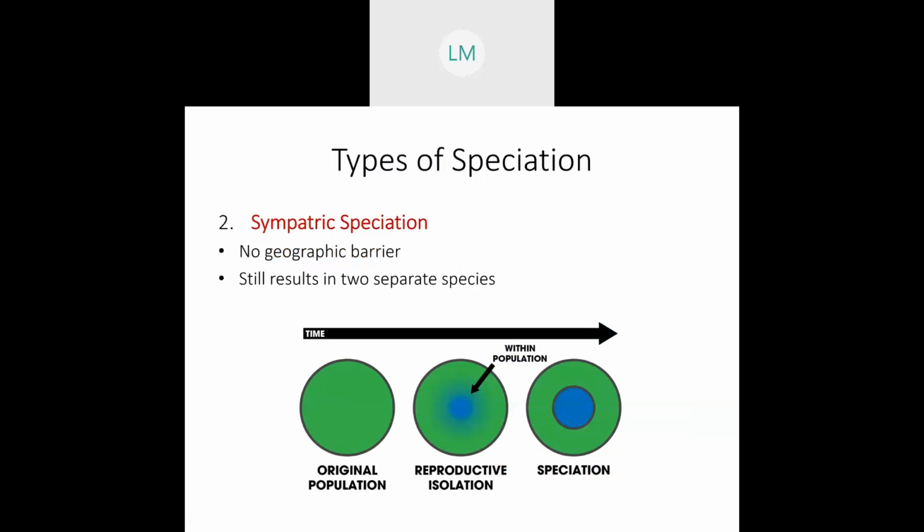The second type of speciation is sympatric speciation. This one is a little bit harder to think about because there's no geographic barrier. There are still two separate species occurring, but reproductive isolation is happening within a population. So no geographic barrier in sympatric speciation.